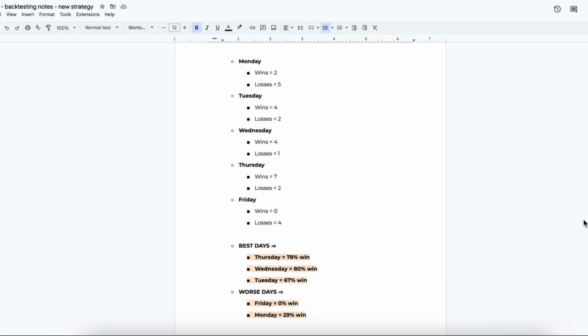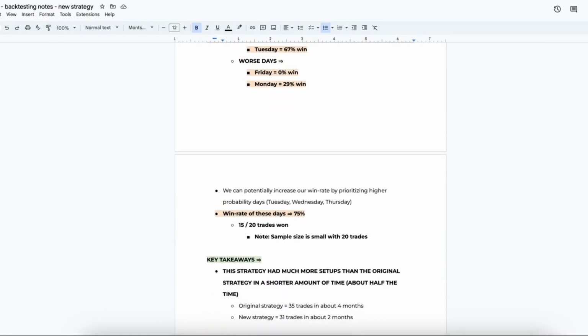And just as an example here, I actually took the win rate of just Tuesday, Wednesday, and Thursday. So let's say we only decide to use this strategy on Tuesdays, Wednesdays, and Thursdays. Again, this is a pretty small sample size of only 20 trades, but the win rate for this strategy on those 3 days specifically, if we just stay out of the market completely on Monday and Friday, is 75%. 15 out of 20 trades won. And again, here's the note, sample size is small with 20 trades. So this is definitely something I'm going to want to refine and forward test and feel out.